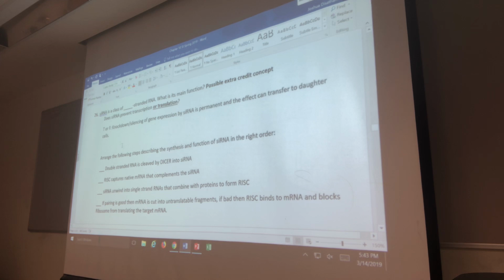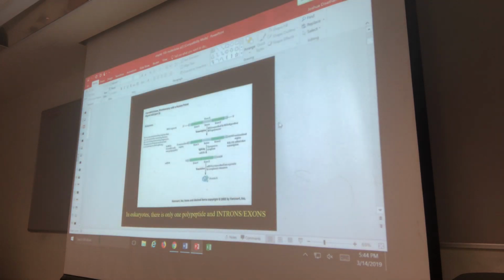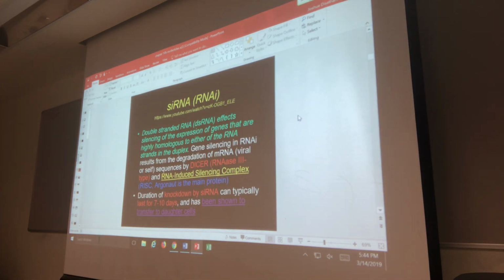Oh yeah, a neat little fact here. Knockdown or silencing of a gene expression by siRNA is permanent and the effect can transfer to daughter cells. So if this was separated into two statements, it might be a little bit more clear. Since I didn't go over this, I'm going to talk about it right now. So it depends. It's a little bit weird. If we're talking about gene silencing in a single cell, siRNA is actually temporary. It lasts for about 7 to 10 days. Again, don't worry about memorizing the days part. It is temporary. But if within that span, that cell happens to divide, and you look at the daughter cells of that cell, those will actually retain that gene silencing permanently.